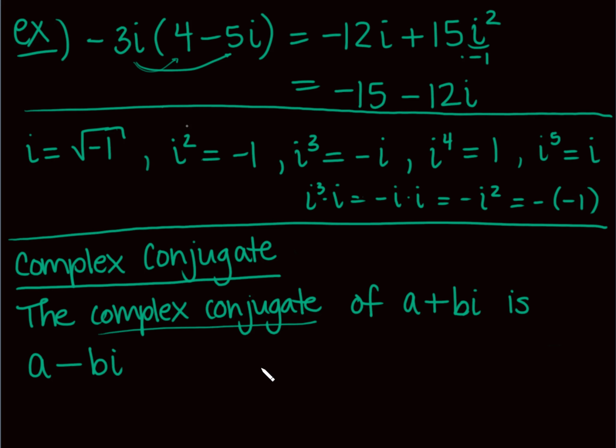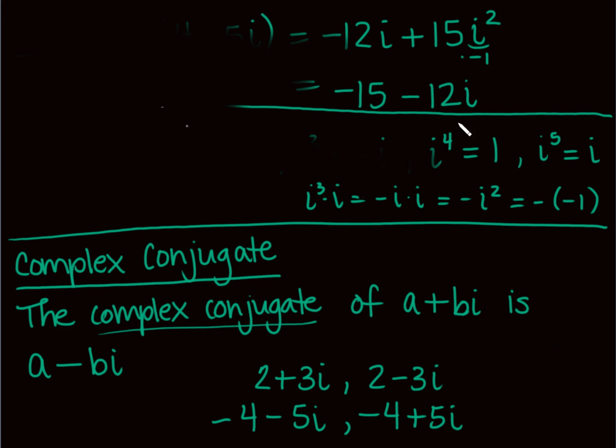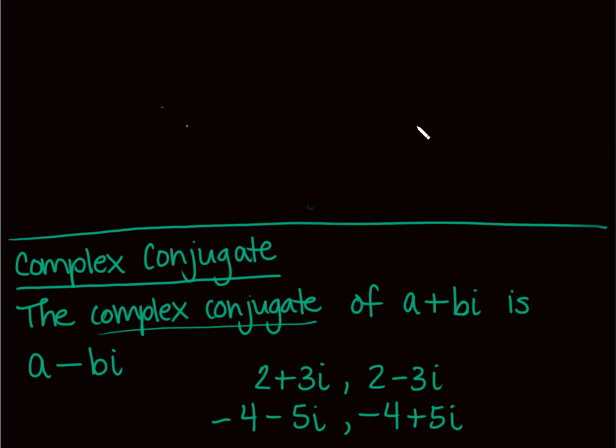For example, the complex conjugate of 2 plus 3i would be 2 minus 3i. The complex conjugate of negative 4 minus 5i would be negative 4 plus 5i. And here's why we care about the complex conjugate. Let's see what happens when we multiply the two complex conjugates together. I'm so excited. I can't wait to see what happens.